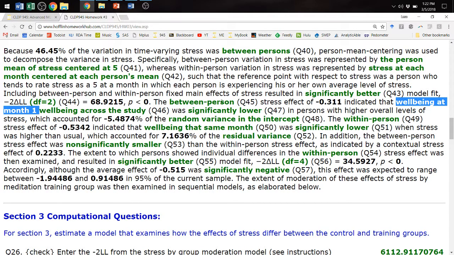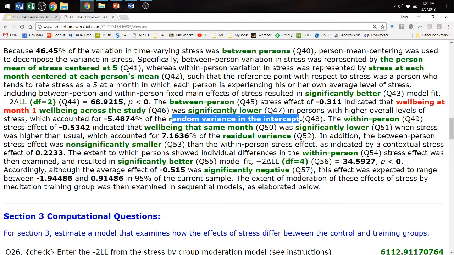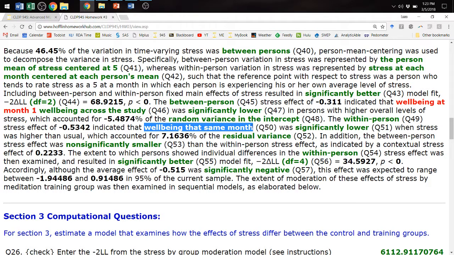Because between person is level 2, its main effect should account for random intercept variance. The within person effect then is level 1, which means it's well-being at that occasion. And level 1 accounts for residual variance.